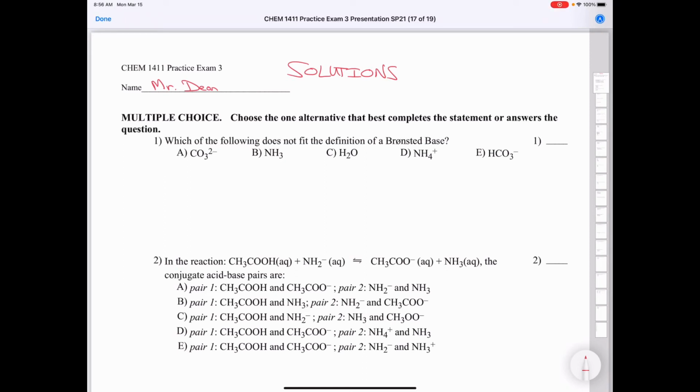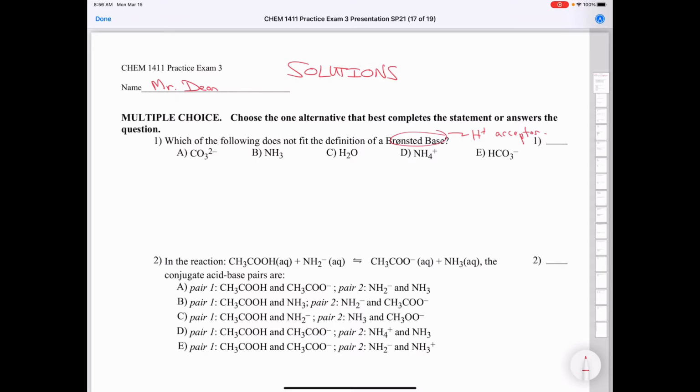All right, Chemistry 1411. This is practice exam 3. Question number 1, which of the following does not fit the definition of a Bronsted base? Well, we know that a Bronsted base is a proton acceptor. So we're looking for proton acceptors.